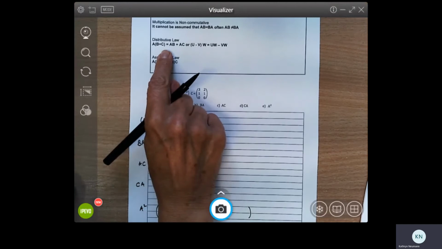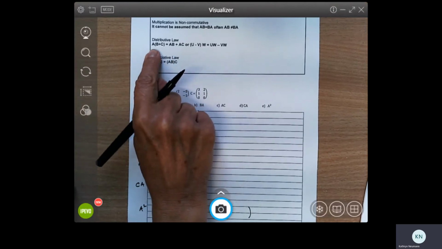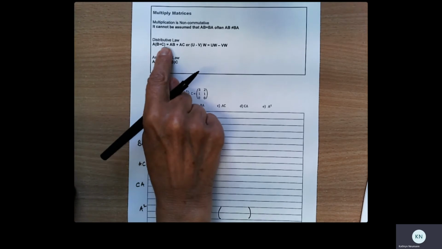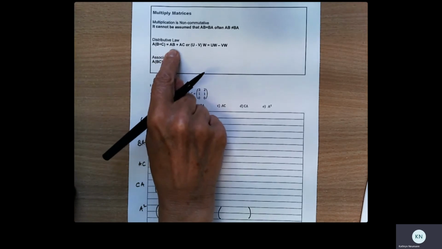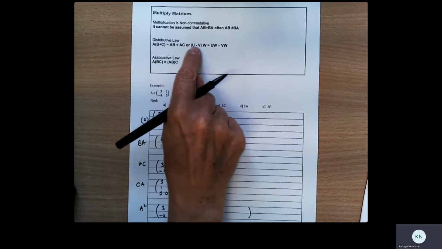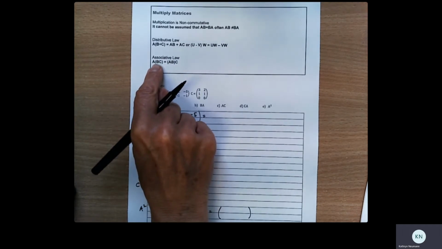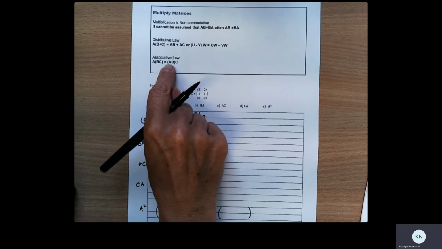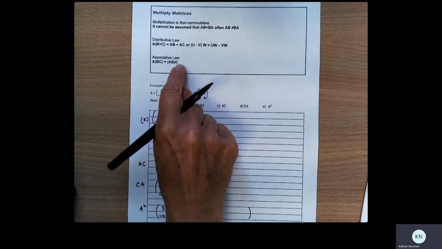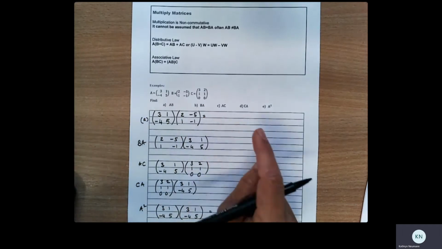There's also the distributive law that works for matrices. If you add together two matrices, B and C, and multiply them by A, then you can think of that as multiplying out brackets. You get A times B plus A times C. This is sometimes used in questions. It's also true that if you do A multiplied by B times C, that's the same as A multiplied by B, multiplied by C. So let's have a look at how we multiply two matrices.